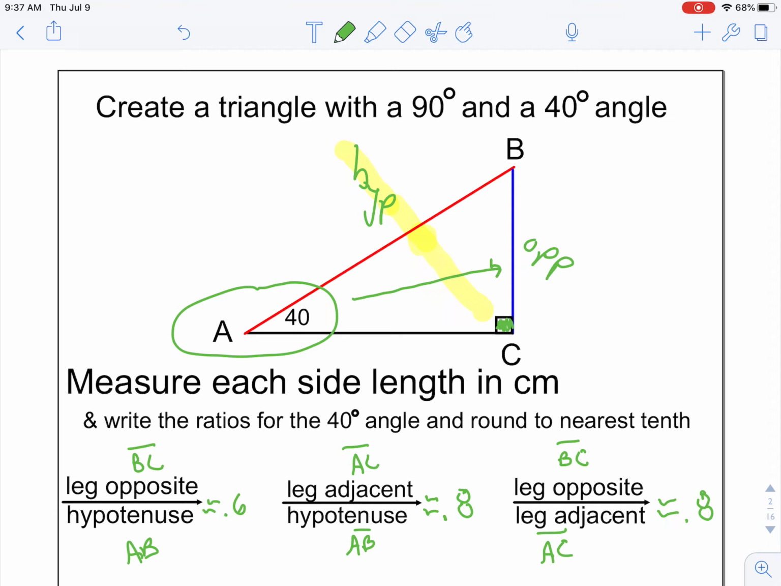It ends up to be 0.642787, etc. But it turns out that because these are similar triangles, all of the triangles that you would draw would be similar, because they all have three congruent angles, and the ratio of their sides would be the same proportion.